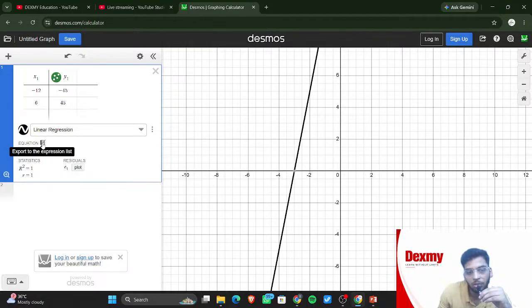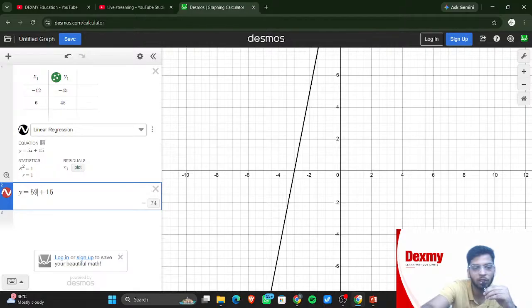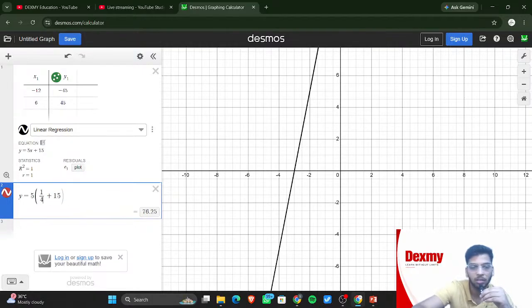Now use this option, export to the expression list. Now the question says, what was the value 1 by 4, comma a. You have to find the value of a. So at the place of x, you can simply put the value of 1 by 4. So that is 1 by 4. And please close the bracket, full bracket like this. So you'll get your answer 16.25. We will be getting the same answer that we got, 16.25. Got it?